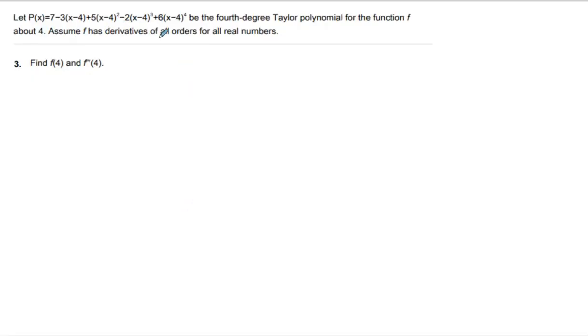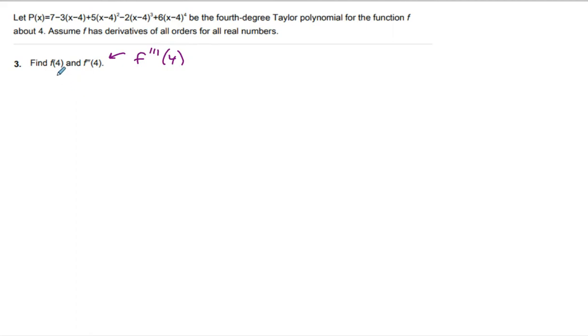This time we're given a polynomial, 4th degree Taylor polynomial. We have all the derivatives we need, and this is done about x equals 4, but we can see that with all the x minus 4s. We're looking for f of 4 and f triple prime of 4. If you can't see that, sorry, that was hard to read. We're looking for f triple prime.